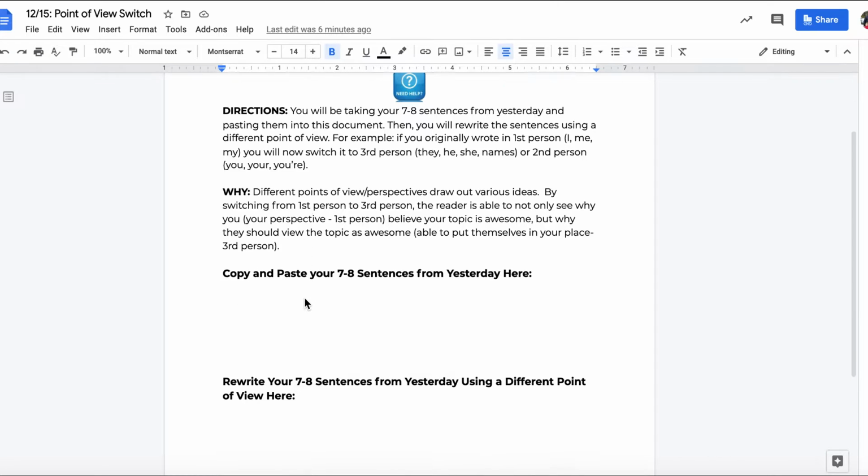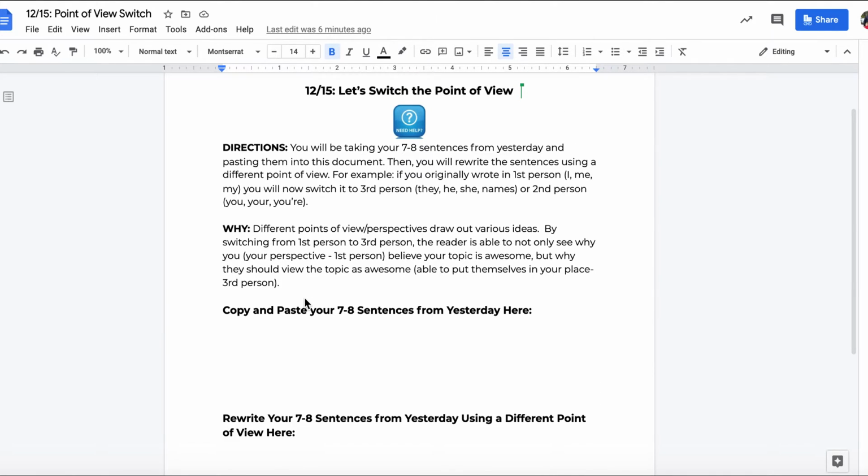Why are we doing this? Kind of like what I tried to explain a little bit earlier, different points of view and perspectives draw out various ideas. By switching from first person to third person, the reader is able to not only see why your perspective, first person, believes your topic is awesome, but why they should view the topic as awesome as well. So they're able to put themselves in your place, which is third person.